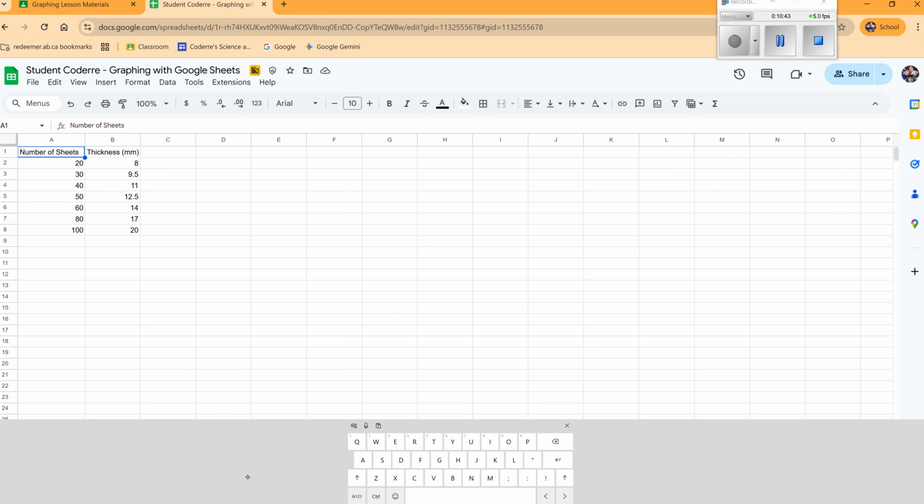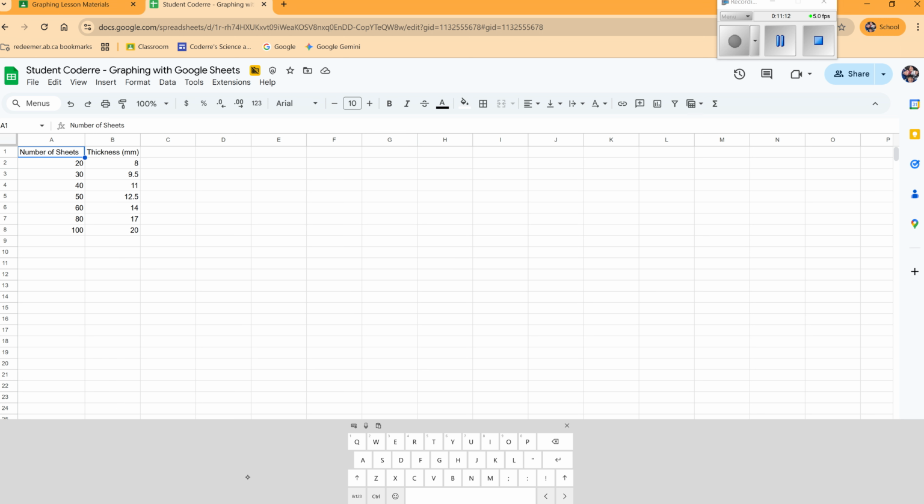If I make more pages, will the book get thicker? That means I want the number of sheets to be the x-axis and the thickness of the book to be the y. It's the responding variable. The more pages I make, the thicker the book gets. Everyone okay with that idea? Whatever you want to be your x-axis will always need to be in column A. Google will automatically assume you're putting the manipulated variable in column A, and it'll make everything else respond.